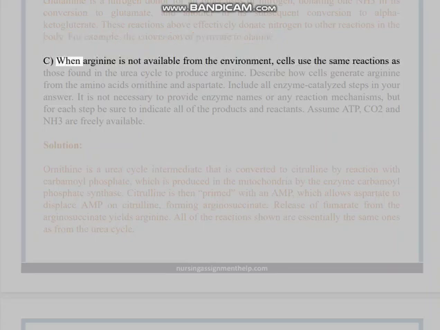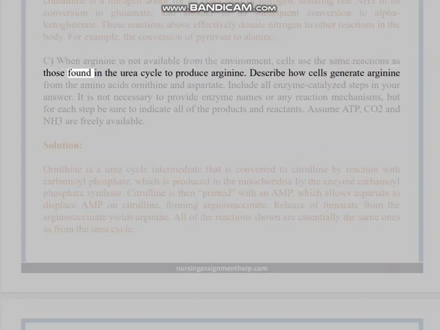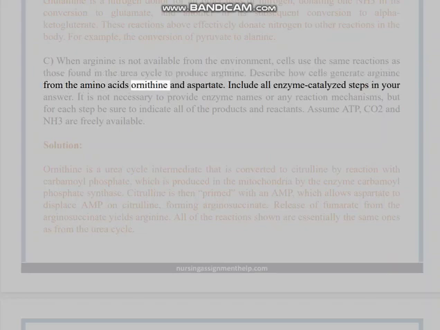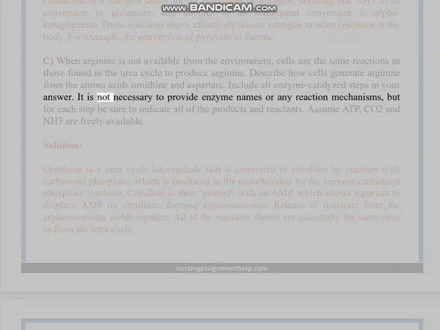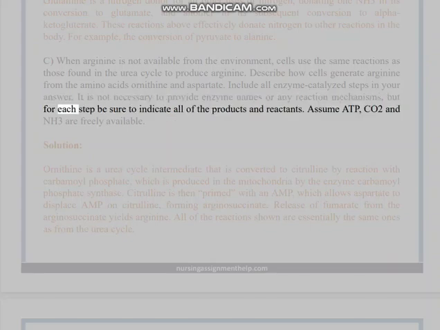C. When arginine is not available from the environment, cells use the same reactions as those found in the urea cycle to produce arginine. Describe how cells generate arginine from the amino acids ornithine and aspartate. Include all enzyme-catalyzed steps in your answer. It is not necessary to provide enzyme names or any reaction mechanisms, but for each step be sure to indicate all of the products and reactants. Assume ATP, CO2 and NH3 are freely available.